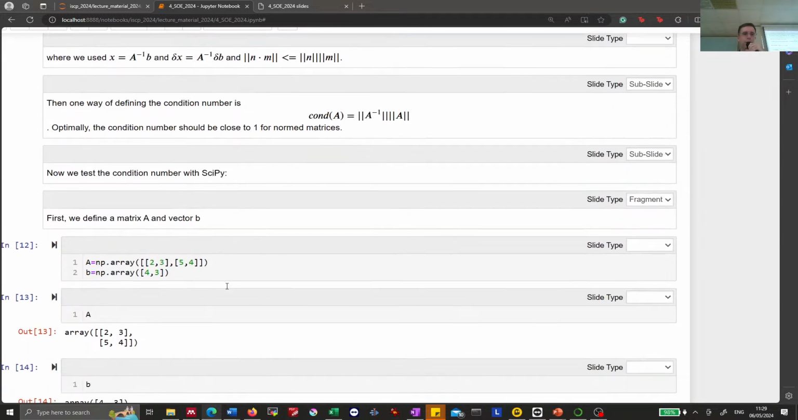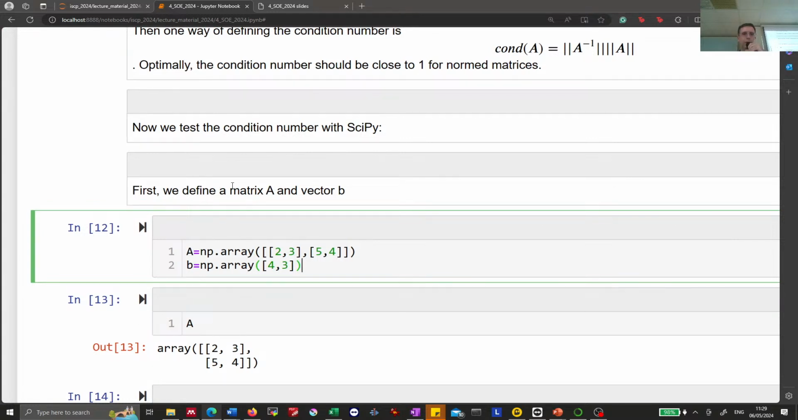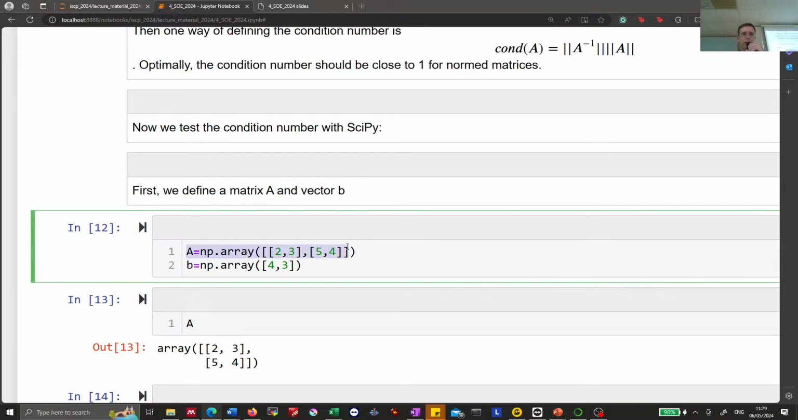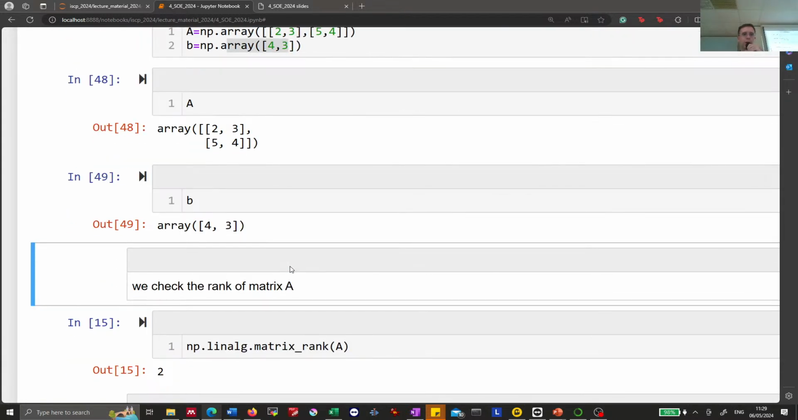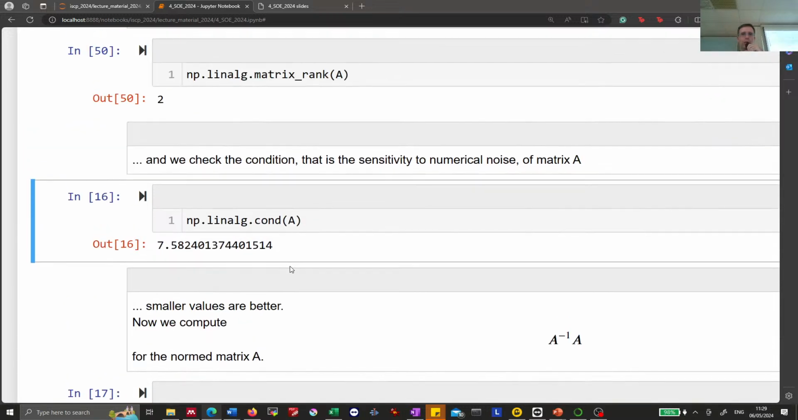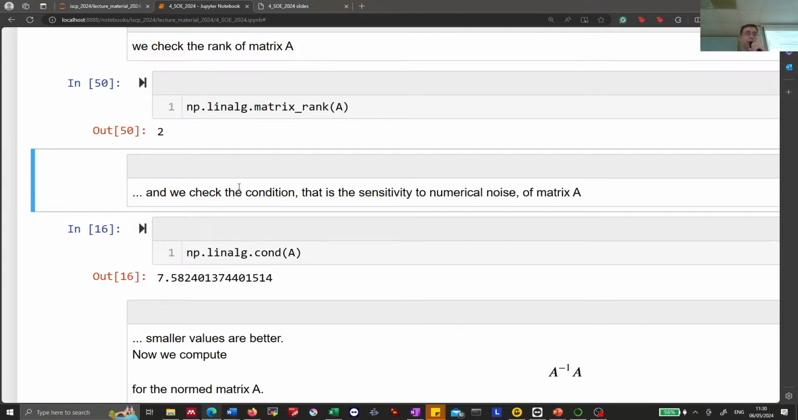Okay, a few examples. We have here a matrix A and a vector B defined. Our matrix A is 2, 3, 5, 4. The vector B is 4, 3. With this, in principle, I can now set up a system of equations, where I would first check the rank. It's a square matrix, rank is 2. I'm interested in the inverse of A, so I could check if the determinant of A is 0, and then I can stop here.